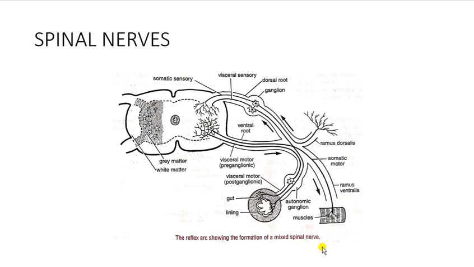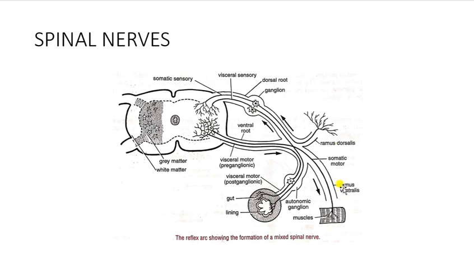What is a mixed spinal nerve? One which has both sensory and motor fibers. Immediately after leaving the vertebral column, each spinal nerve forms 3 branches: a ramus dorsalis, a ramus ventralis and a ramus communicans. Ramus dorsalis contains somatic sensory fibers and supplies skin and muscles of the dorsal body wall.